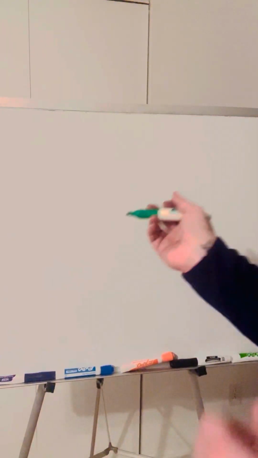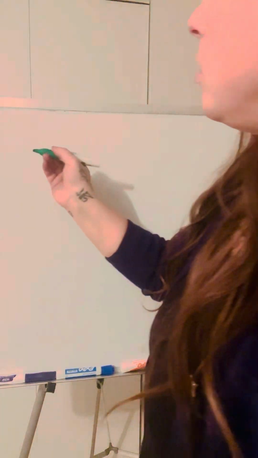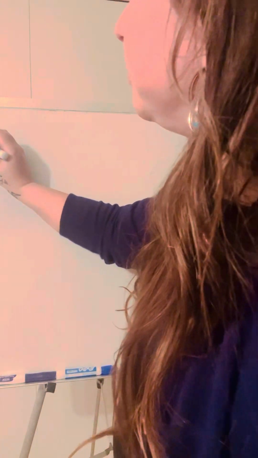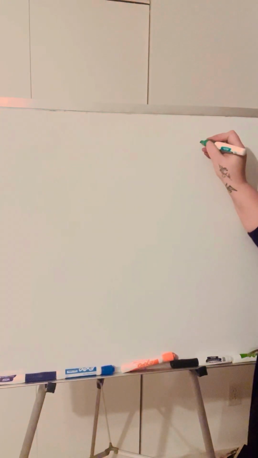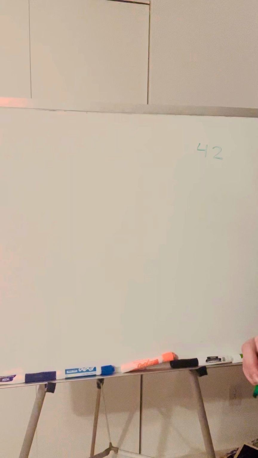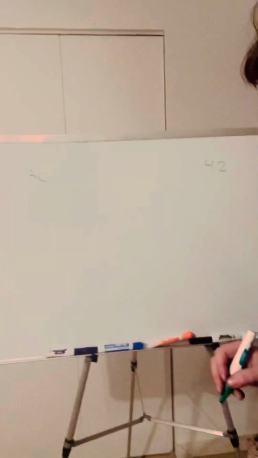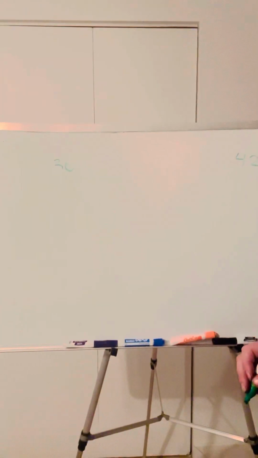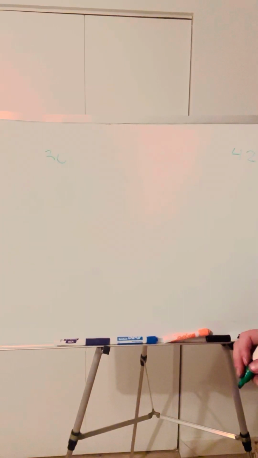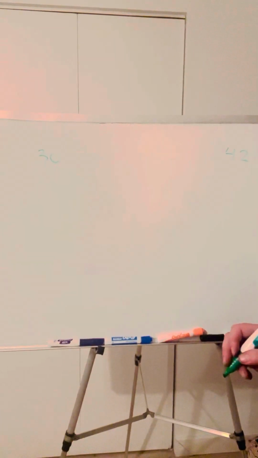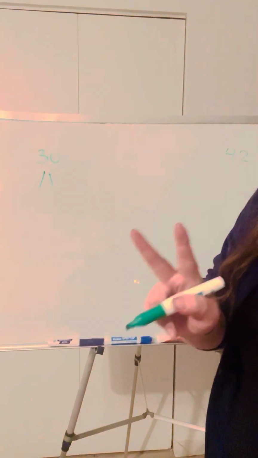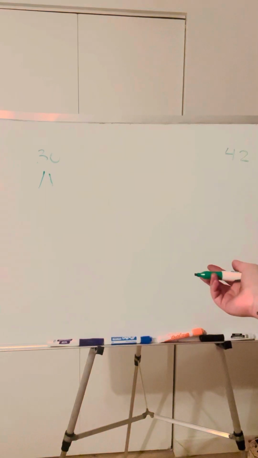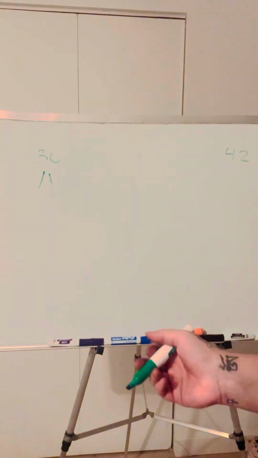Okay, we're going to find the greatest common factor and the lowest common multiple of two numbers. So let's do 30 and 42. So first we need to make a factor tree. So we need to figure out two numbers that when multiplied by each other, we get the number 30.